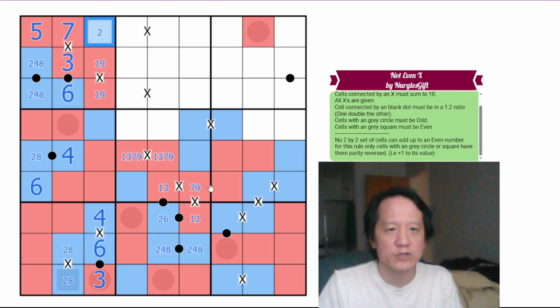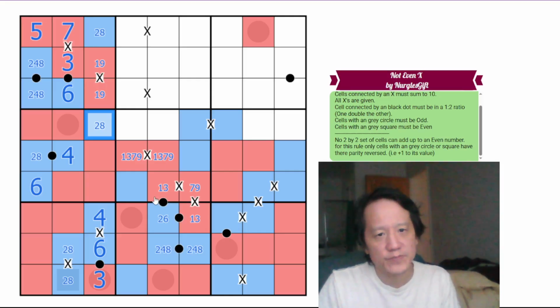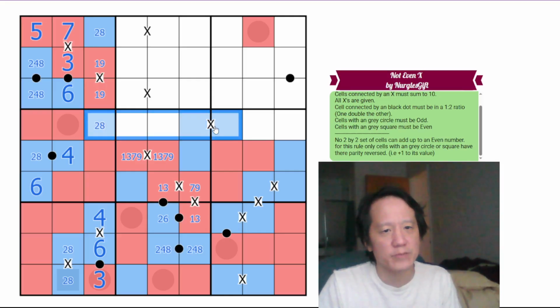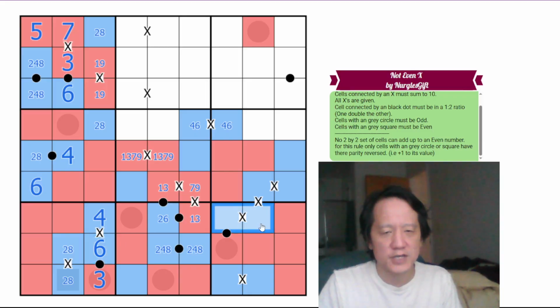This then must be a 2 or 8. This is 2 or 8. This cannot be a 2, 8 pair because of the 2, 8. That would eliminate all possibilities for that cell. So this is 4 or 6. This can't be 4 and 6, so this must be 2 and 8.